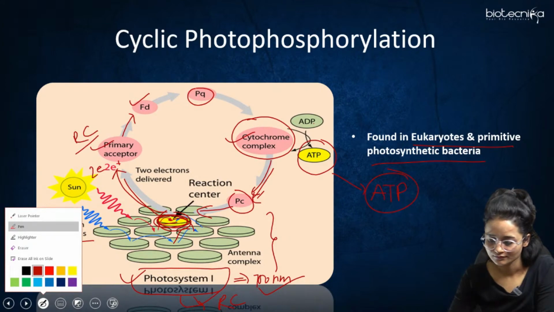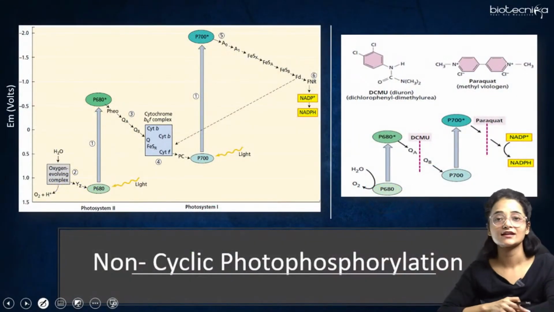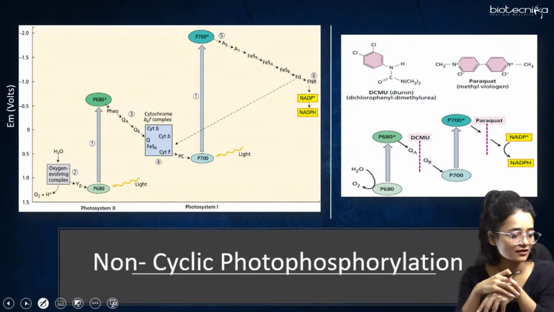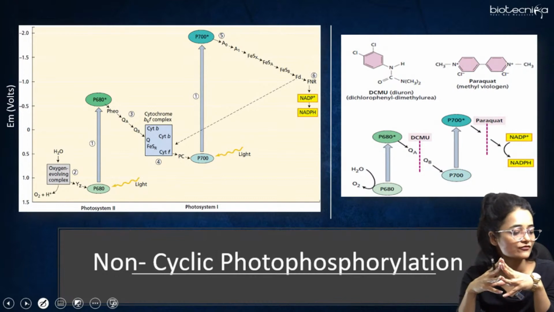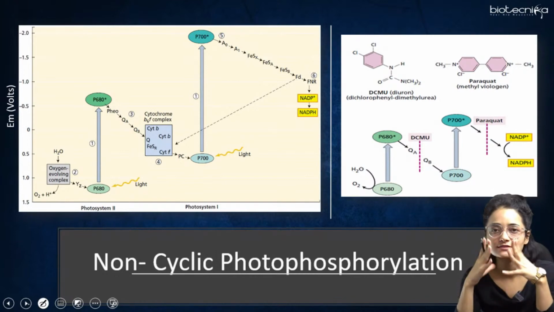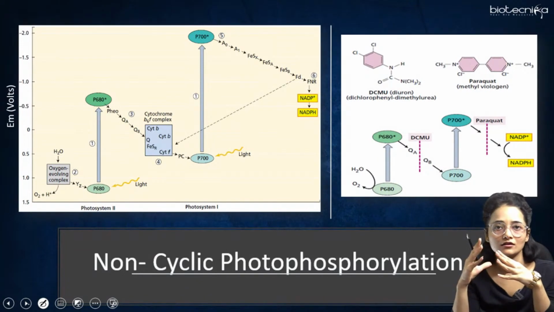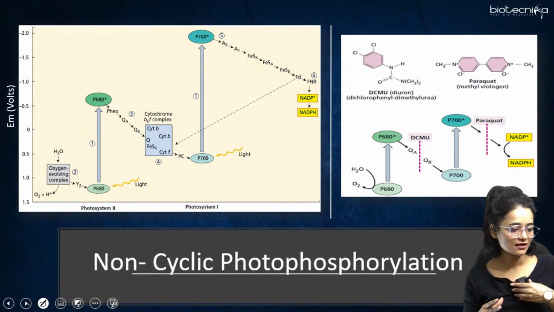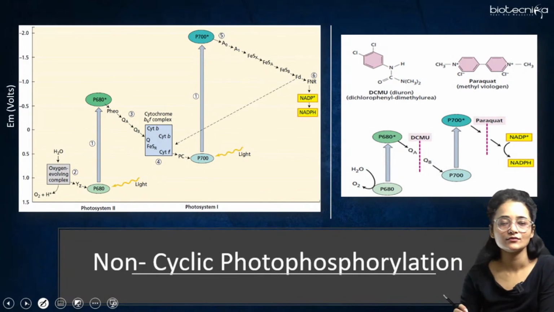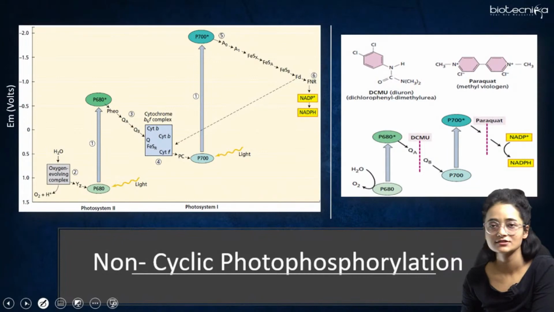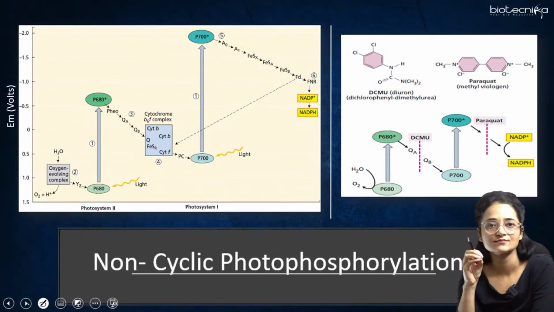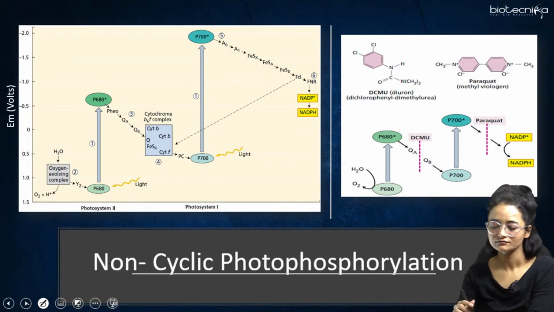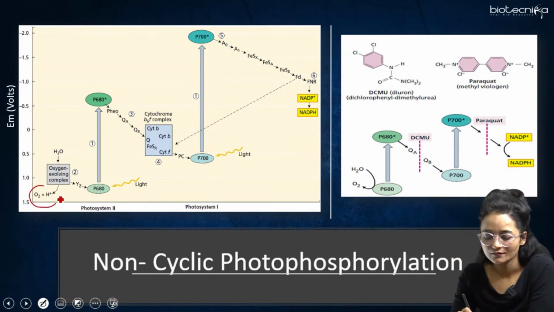So then coming to the non-cyclic photophosphorylation. As we have studied, it basically takes place in higher autotrophic plants or higher plants in which photosynthesis takes place, right? In the non-cyclic photophosphorylation, the electrons are transferred in the form of the Z scheme. So firstly, there is an oxygen evolving complex present here.